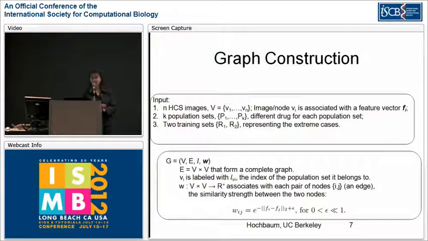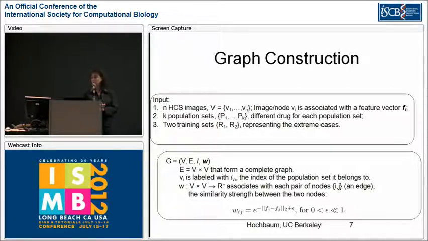So here is how the graph is constructed. We have, say, n high content screening images. Each one corresponds to a node in the graph, and each one has an associated feature vector, which, as I mentioned, would be a very large, high-dimensional vector. Then we have k population sets. Each population set corresponds to the application of a given drug, or a control group that has not been treated at all.